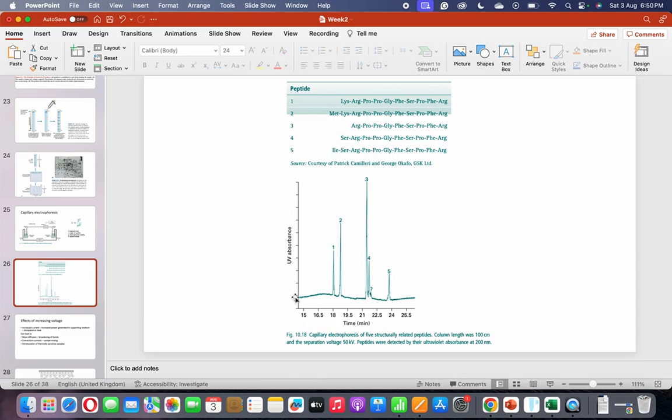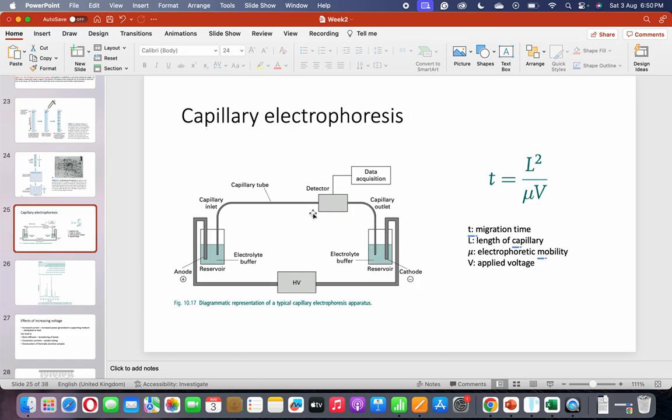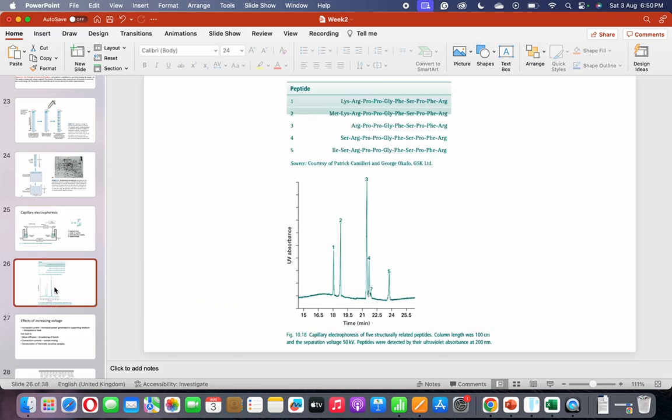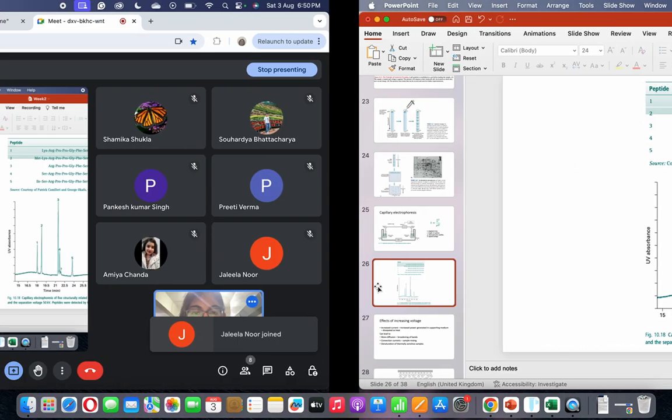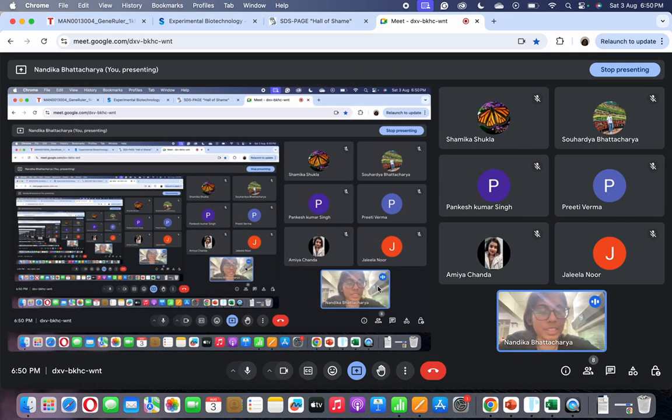And when we run it through capillary electrophoresis and use a UV detector, so basically this detector is detecting UV absorbance from these peptides, then they have different migration times. So this is migrating first, and this is migrating last. And we can basically resolve all of these quite well. Any questions on this part?